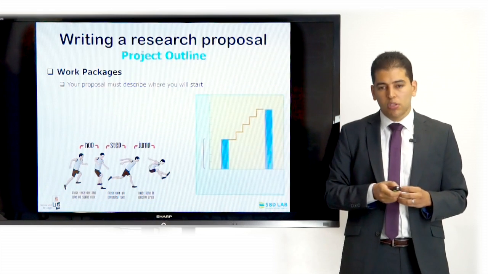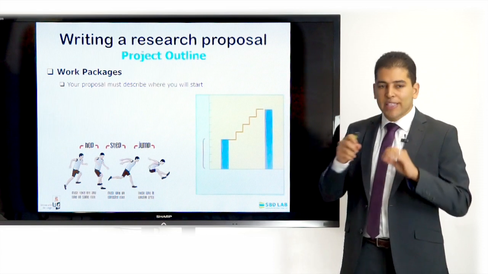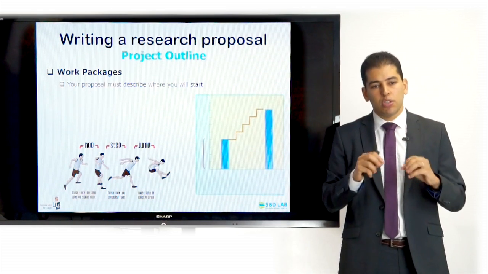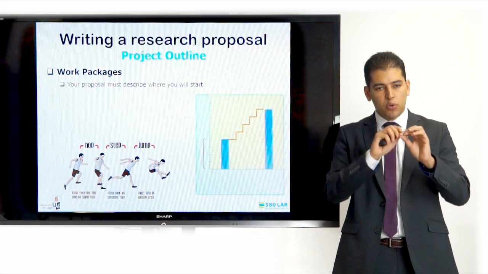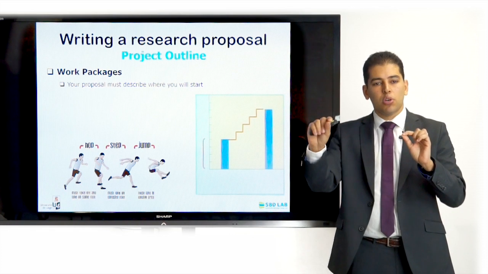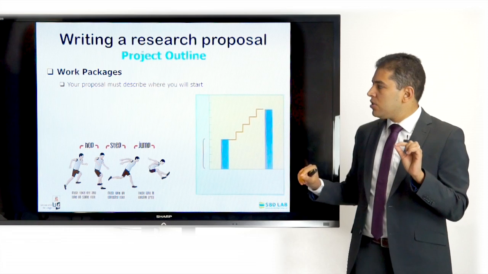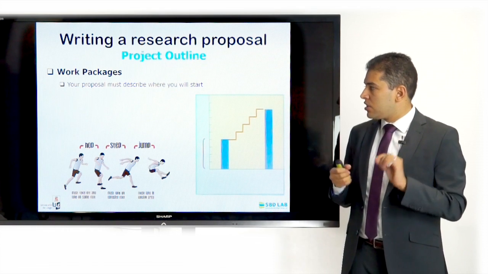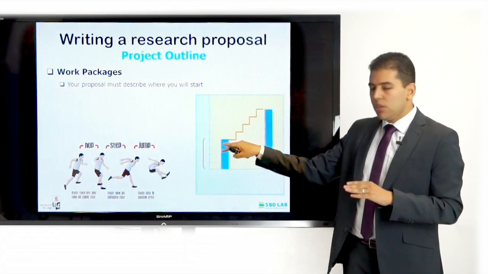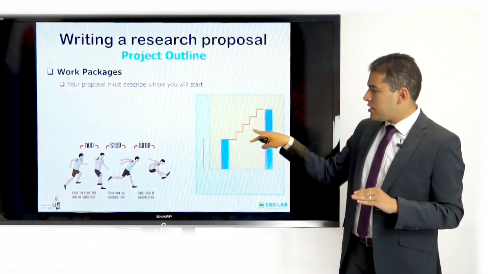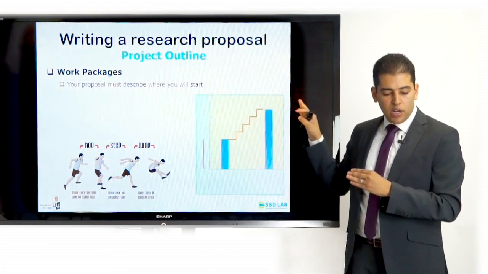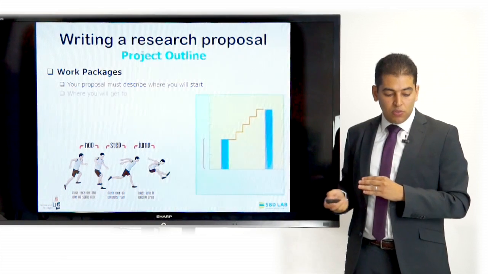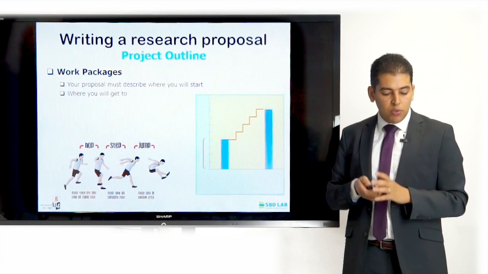And it's very important, once you finish this, that you have a section in your research proposal called project outline. The project outline. You link it to the organizational chart, and you link it to your Gantt chart, and your proposal must describe where you are going to start. You say when you are going to start, what steps you are going to do, and where you are heading to, where you will get to, how you will get there.